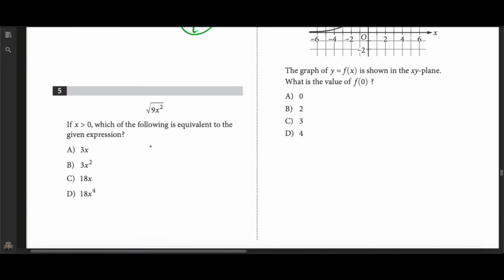Number 5, let's look at it. If x is greater than 0, which of the following is equivalent to the given expression? Okay, so for this one, we actually have to go ahead and solve. Well, it's actually pretty simple. Square root gets distributed, right? So the square root of 9 is 3, and the square root of x squared is just x. So your answer would be 3x. You don't need to overcomplicate this one.